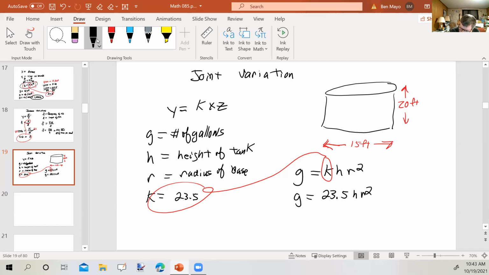Well, looking at the picture that I've drawn, this would be the height, right? So the height is 20 feet. 15 feet is not the radius, it's what? It's the diameter, right? The radius is half the diameter. So the radius, let's see, D would be 2R. So the radius would be what? 15 halves feet, or how about 7.5 feet?